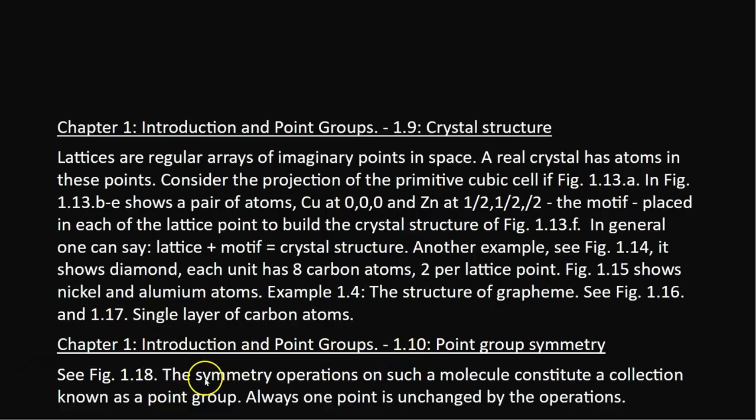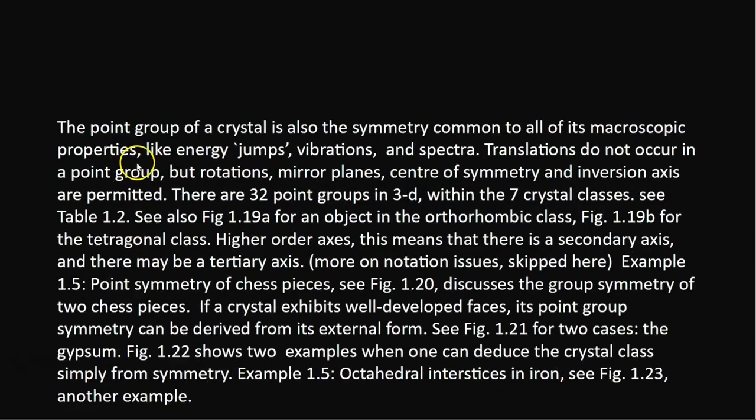See figure 1.18. The symmetry operations on a molecule constitute a collection known as a point group. Always one point is unchanged by the operations. The point group of a crystal is also the symmetry common to all of its macroscopic properties like energy jumps, vibrations, and spectra. Translations do not occur in a point group, but rotations, mirror planes of symmetry, and inversion axes are permitted. There are 32 point groups in 3 dimensions with the 7 crystal classes. See also table 1.2 and figure 1.19a for an object in the orthorhombic class and 1.19b for the tetrahedral class.